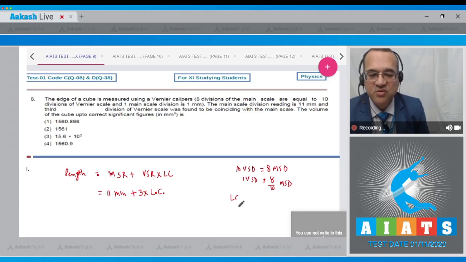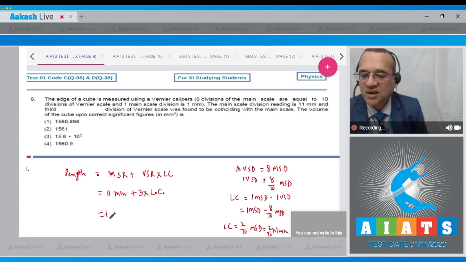Therefore, the least count is equal to what? 1 main scale division minus 1 vernier scale division. So this becomes 1 MSD minus 8 by 10 of MSD. So this becomes equal to 2 by 10 of MSD. And what is 1 main scale division equal to? That's given equal to 1 mm. So 2 by 10 into 1 mm. So the least count of this instrument is 0.2 mm.